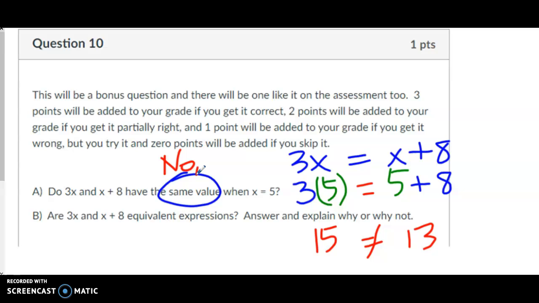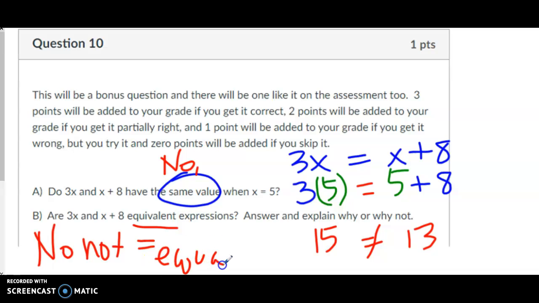For part B, we've got 3x and x plus 8. Are they equivalent expressions? Well, we've talked about equivalent meaning equal. Are they equal? 15 and 13? No, they're not equivalent expressions. They're not equal. No, not equal when x is 5. Not equivalent. They have to have the same value when you simplify them and get the very same exact answer.